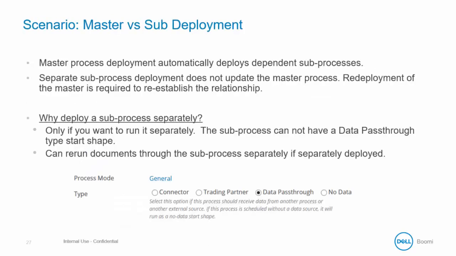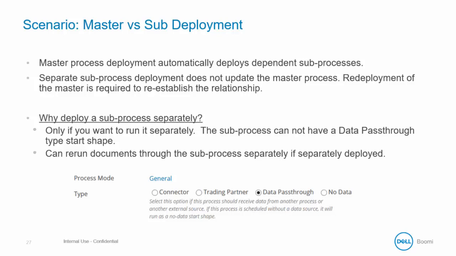Here's another scenario in terms of deployment strategies. As we covered earlier, deploying a master process automatically deploys dependent subprocesses. You do not need to deploy the subprocess separately. Separate subprocess deployment does not update the master process. So redeployment of the master is required to reestablish the relationship.